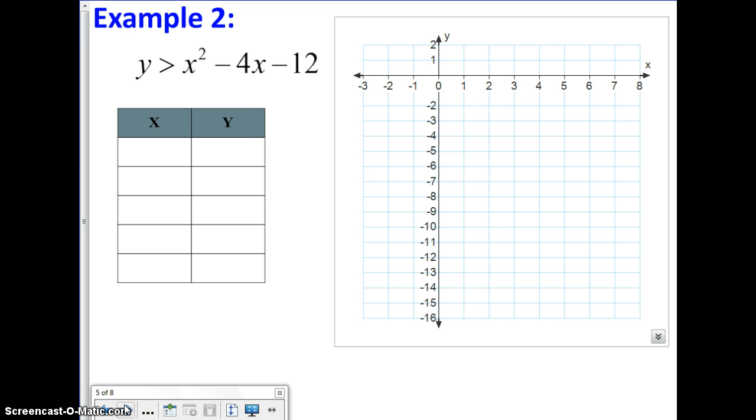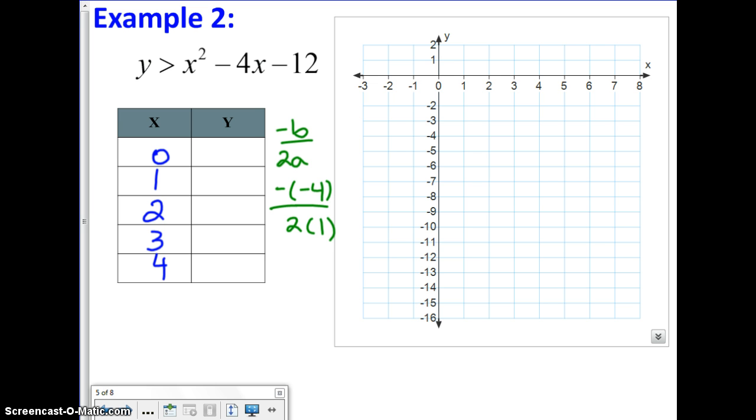What we're going to do here is continue to find the vertex first. Notice that this is in fact in standard form, so we have to do negative b over 2a. So I get negative 4 over 2 times 1. Typing that in your calculator, you should get 2. And 2 is what will go in the center of the x values. We need to select numbers around that, so I choose 0, 1, and then 3 and 4 as well.